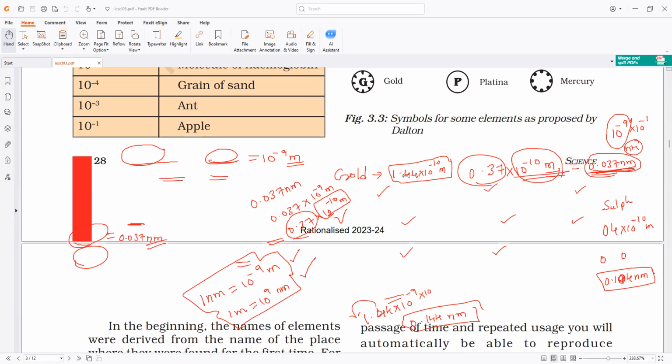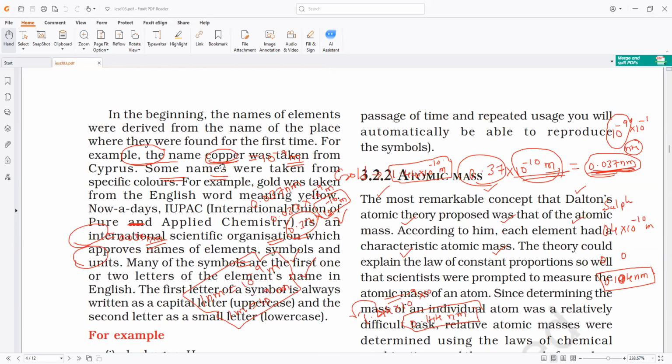Only two concepts we studied today: what an atom is, and second, how big atoms are. Tomorrow we'll study the symbols of elements, Dalton symbols and modern symbols. First the rules for writing the symbols of an element, and then the significance of symbols. Up to there we'll finish tomorrow, then one third of the chapter will be over.